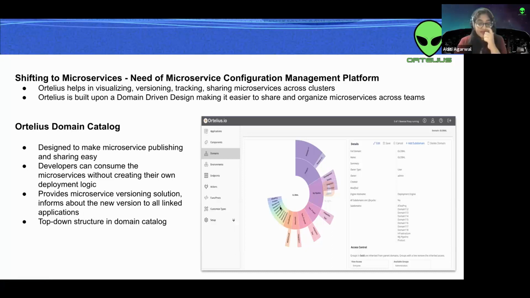For example, if I have an application which is currently using three microservices and one of the microservices needs to be updated to a new version, that application will be informed as soon as my microservice gets updated, and it will be linked to the new version of the microservice, not the old version. Similarly, if that microservice is used by any other application, that application will also be informed. So this is the whole picture of the Ortelius domain catalog.